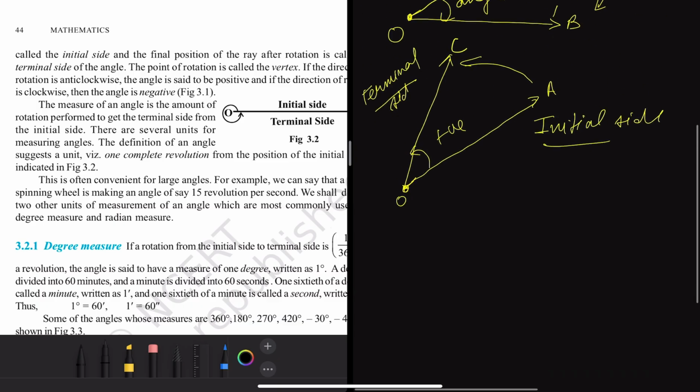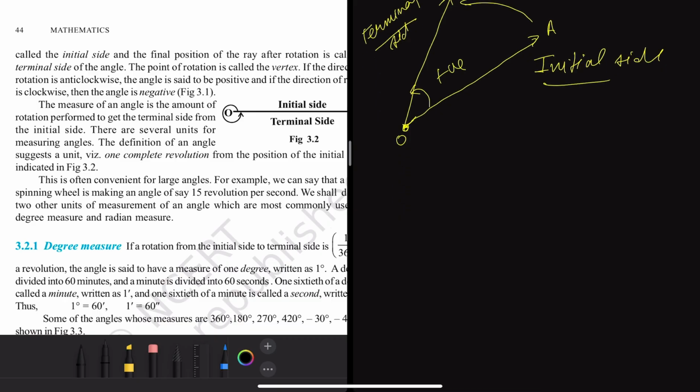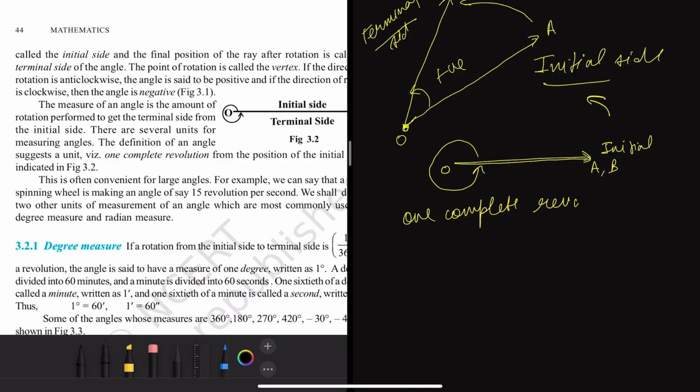Now in olden times, when there was no such definition as degrees, radians and all of that, what did they do? They used to define it on the basis of revolutions, to tell the speed of something, a circular object. Let's say this is my initial side. If I rotate it in the anti-clockwise direction such that I end up at the same line, if this is my O and A and B are the same, then this angle was one complete revolution, because it came back to where it started.